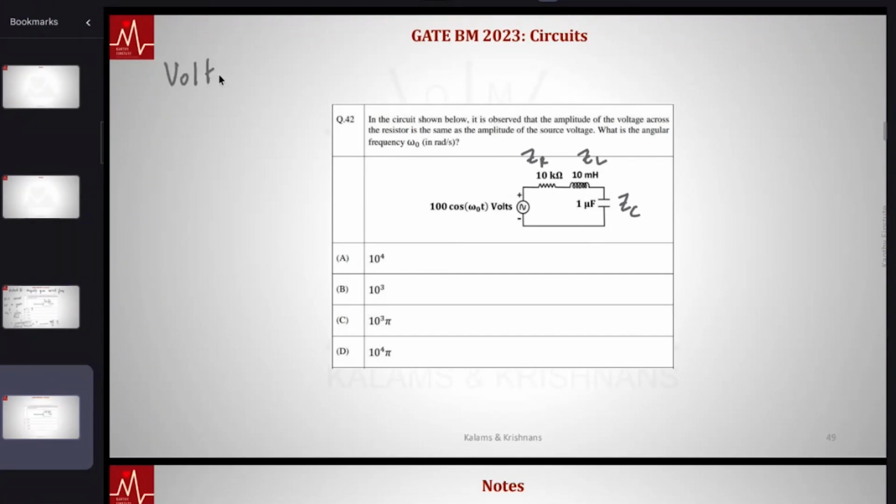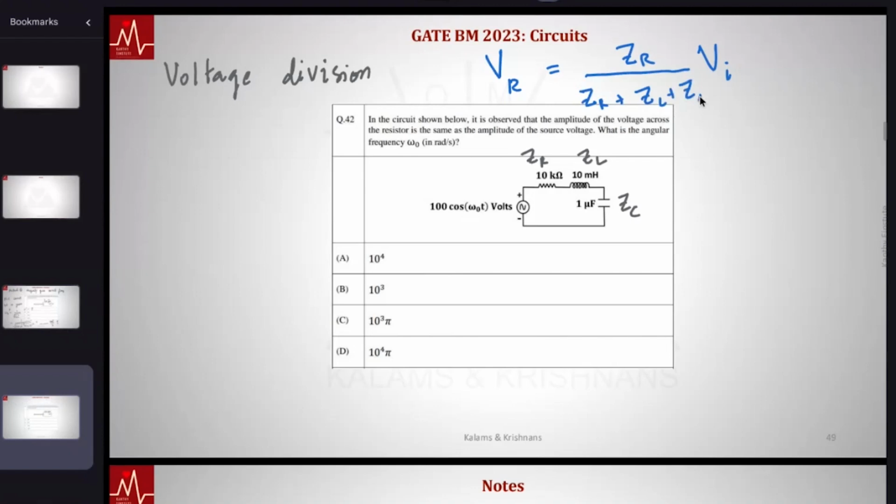So I'm going to use voltage division, and what I say is the voltage across the resistor is a fraction of the input voltage, and this fraction happens to be ZR by the total impedance, ZR plus ZL plus ZC. This is almost like resistors in series. The three impedances add up. One is ZL, this is ZC. But the difference is this is a complex number, this is a complex number, this is a complex number. Let's also explicitly write that.